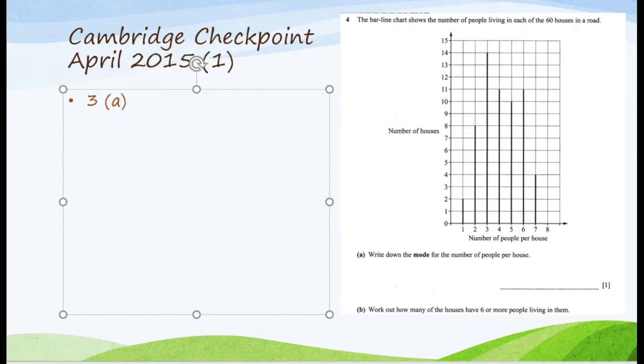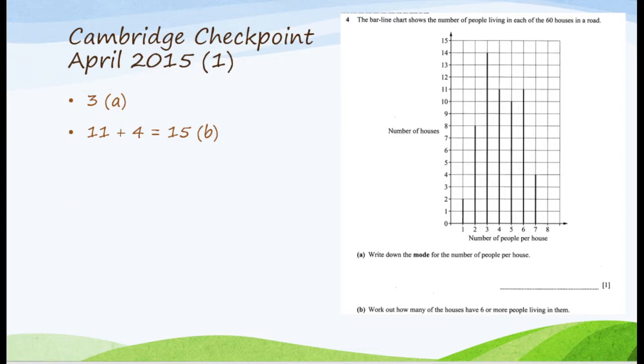And then after that, work out how many houses have 6 or more people living in them. 6 or more, yeah? So 6, how many? There are 11 houses, and then plus 7. 7 is still more. It will be 4, and there is no 8, right? So the answer will be 15. That one is for the B.